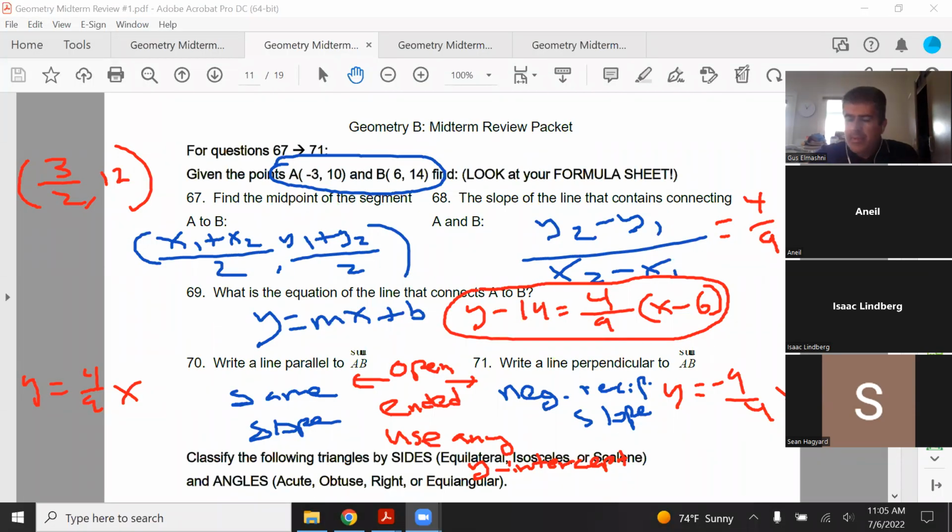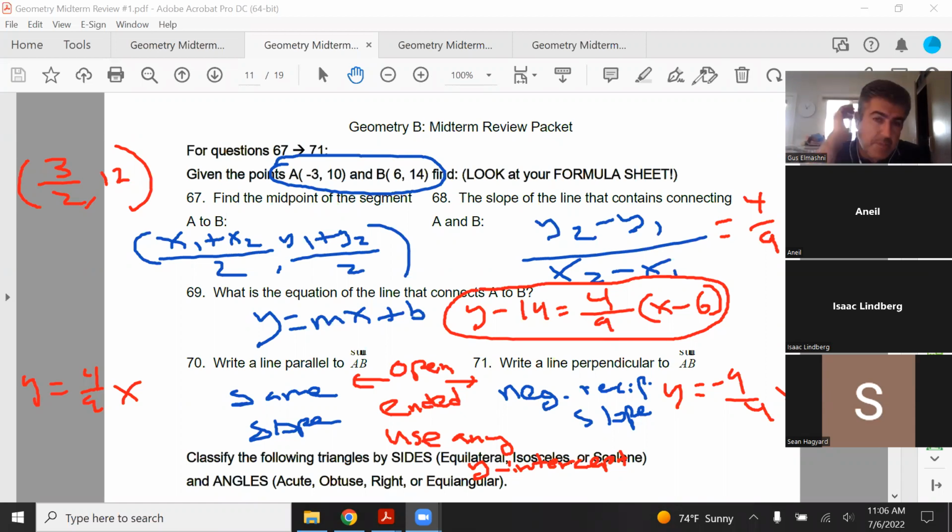Okay, we're back to recording. So to find a midpoint, you want to average x and y coordinates. -3 plus 6, which is 3, divided by 2 is 3/2. 10 plus 14, that's 24, divided by 2 is 12. For 68, take the difference in the y's over the difference in x's. 14 minus 10 is 4. 6 minus -3 is 9. You get 4/9.